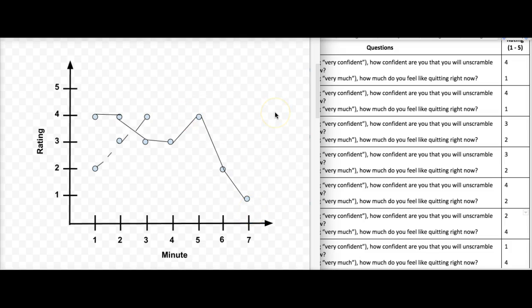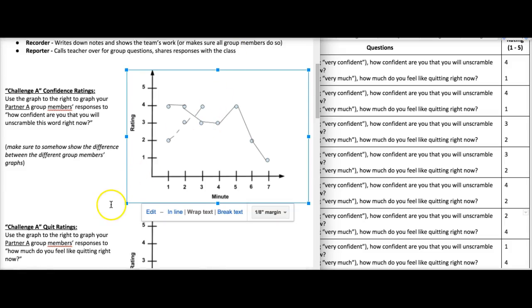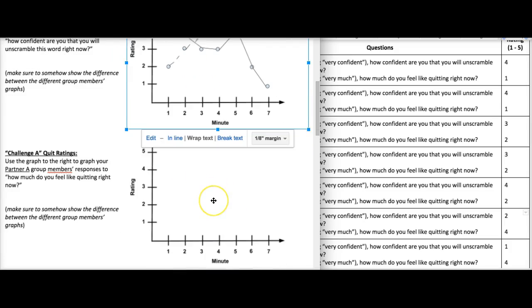If you're going to be graphing two different people's information on the same graph, you need to have the lines look different for each one. So if you have different colors, that's great. Otherwise, you can do dotted lines, but just make sure that you're really clear about it and keep it the same. So when you go back and do challenge A quit ratings, make sure the same person has the dotted line, the same person has the straight line here, so you can look and really compare what your graphs look like. All right, and that's basically it.